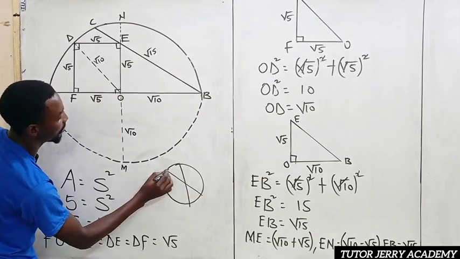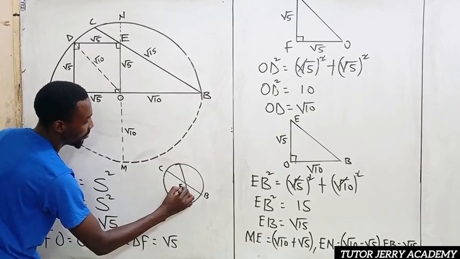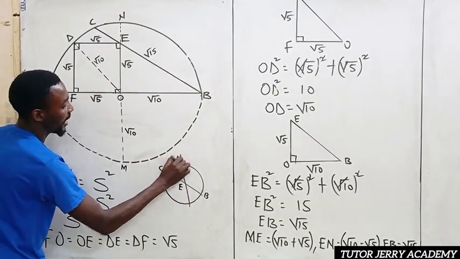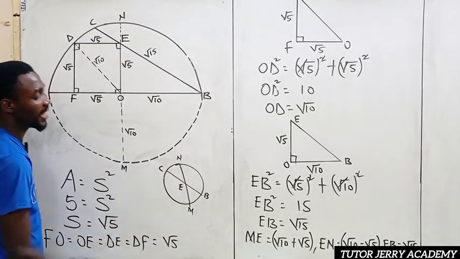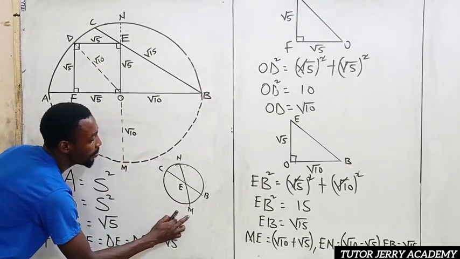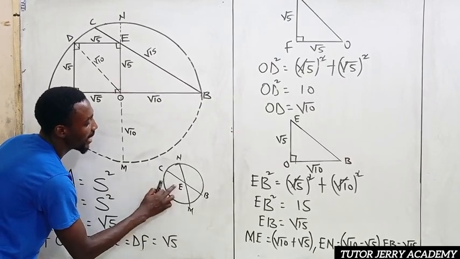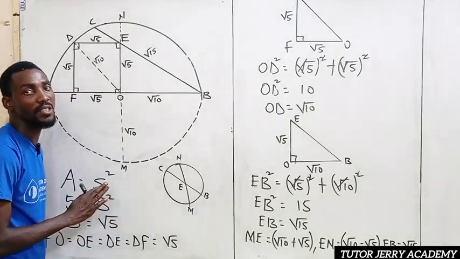They both intersect at E. So this is M, and this is N. If we have something like this, two intersecting chords, it means that we can say that ME multiplied by EN is going to be equal to CE multiplied by EB. I hope you still remember that law.